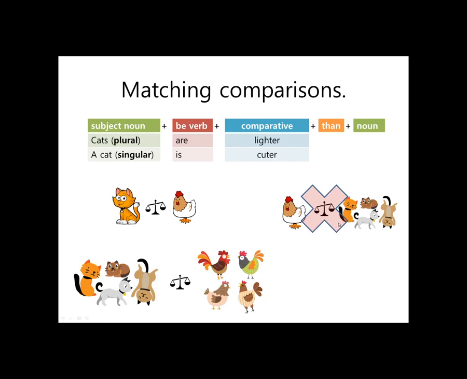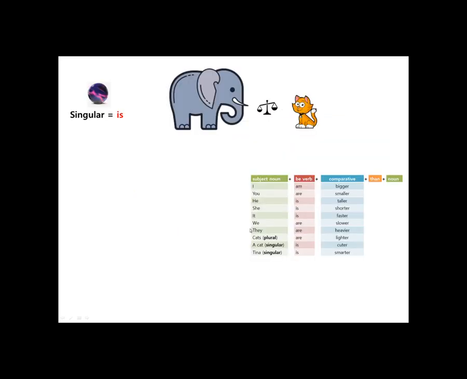Okay, we can't compare one thing with many things in the same way. So we can't say a chicken is smaller than cats. That doesn't work. Okay, we can say a chicken is smaller than a cat, or chickens are smaller than cats, because we're matching our subject and our noun at the end together. Okay, so remember, one here, one here. More than one here, more than one here. Okay, so let's do some practice.